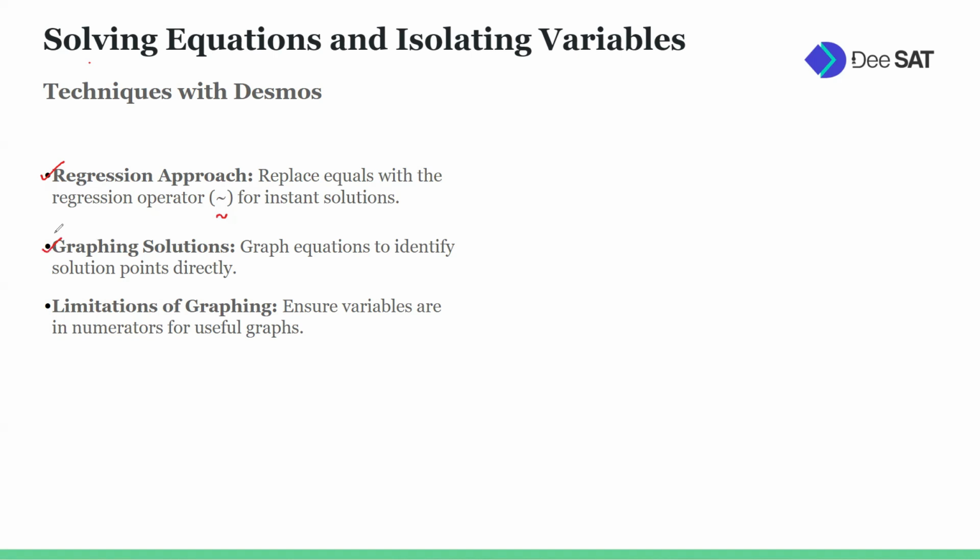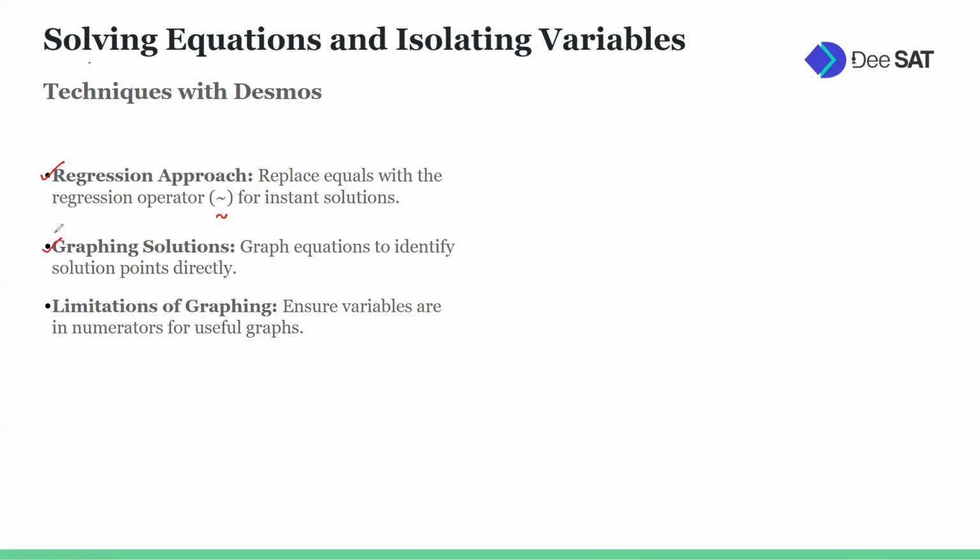The second one is graphing solutions. Here, you graph the equation on Desmos and the solution is visually represented as the point where the graph intersects with the relevant axis or another graph. For example, if you solve an equation for x, the point where the graph crosses the x-axis represents the value of x.